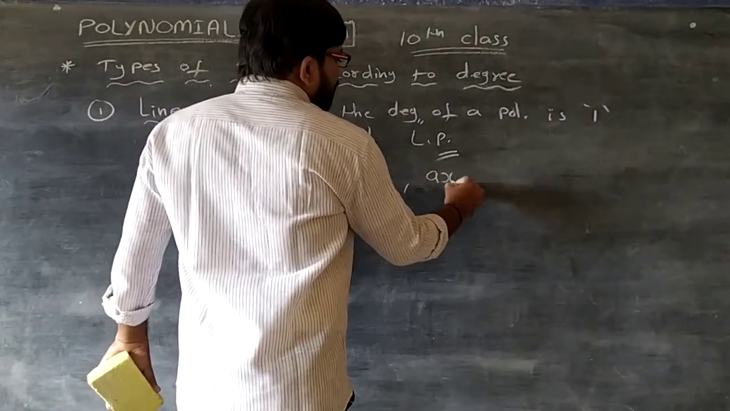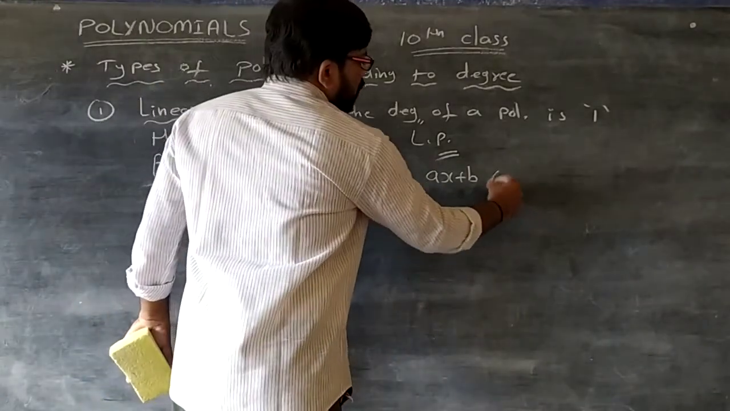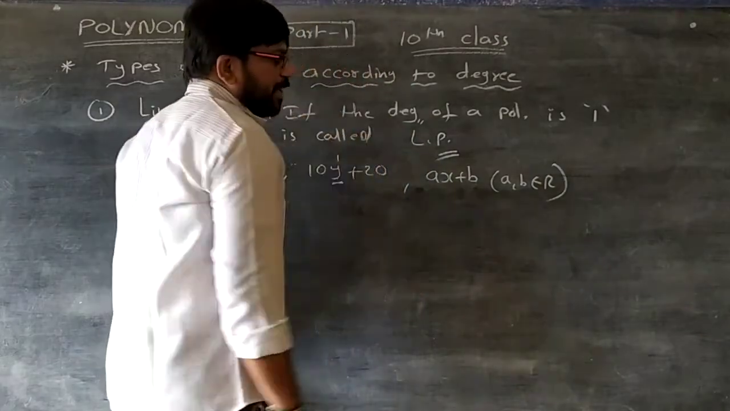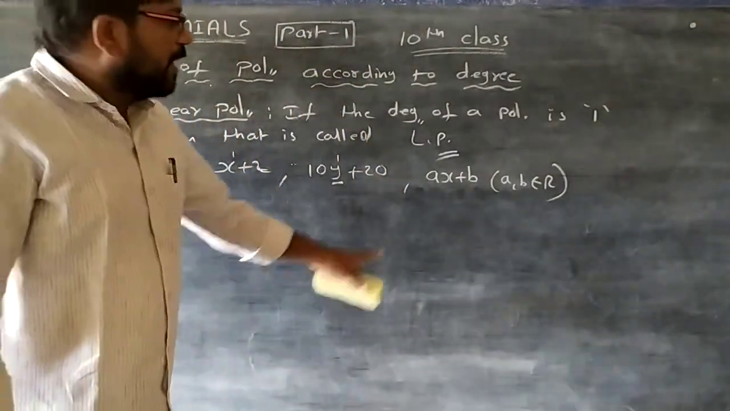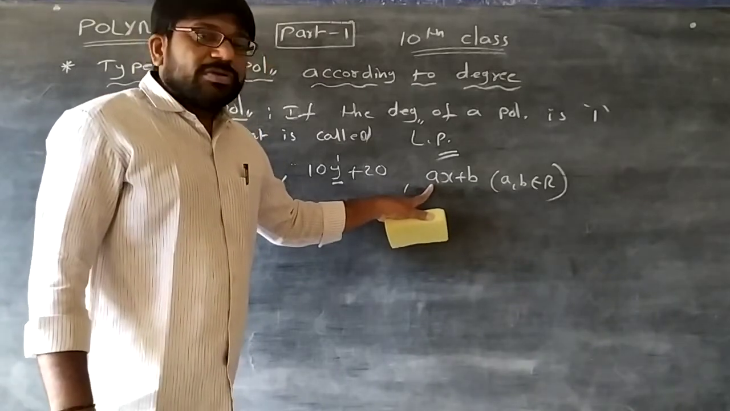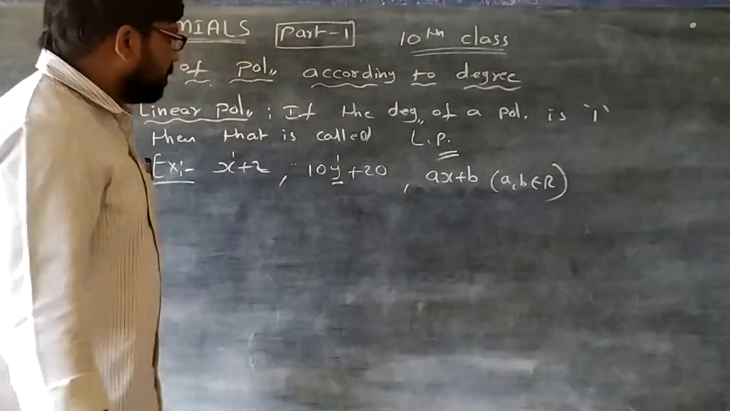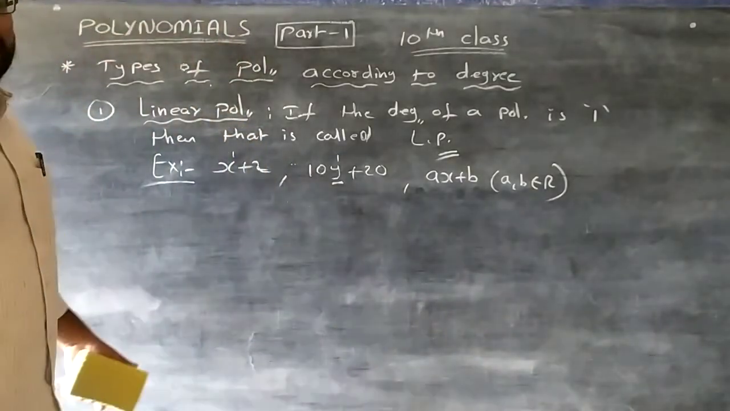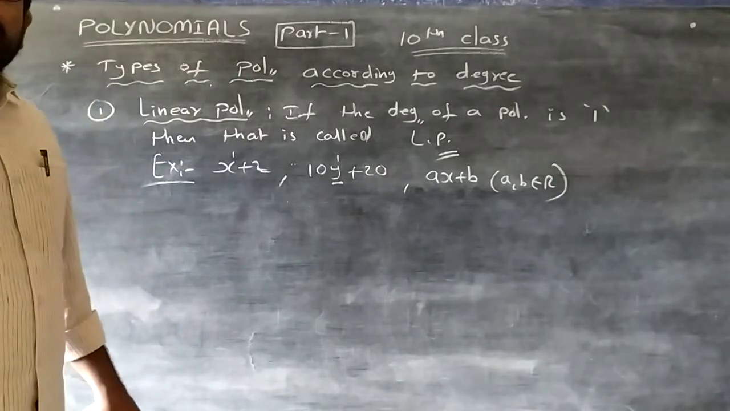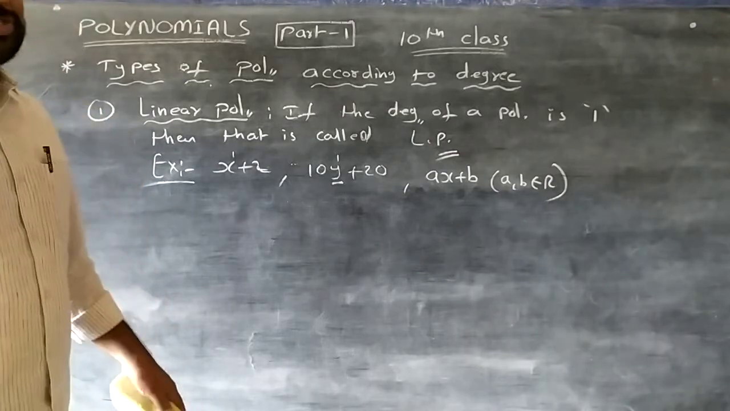So ax plus b, where a, b belong to real numbers. It is the general form of linear polynomial. Here a does not equal 0. ax plus b represents a linear polynomial, right? In this way we can write many more linear polynomials. So once again listen, first degree polynomials are called linear polynomials, right?